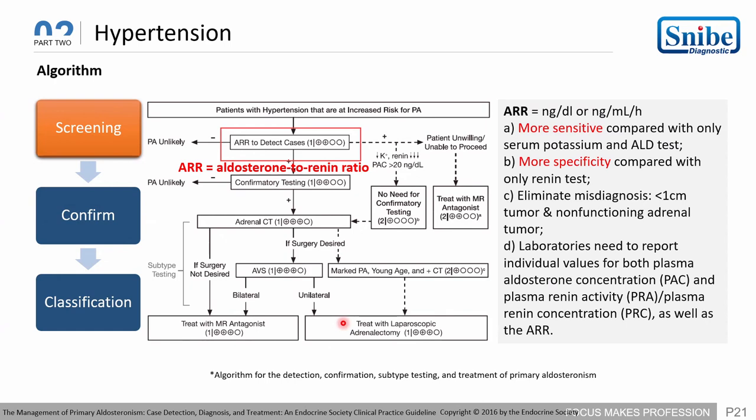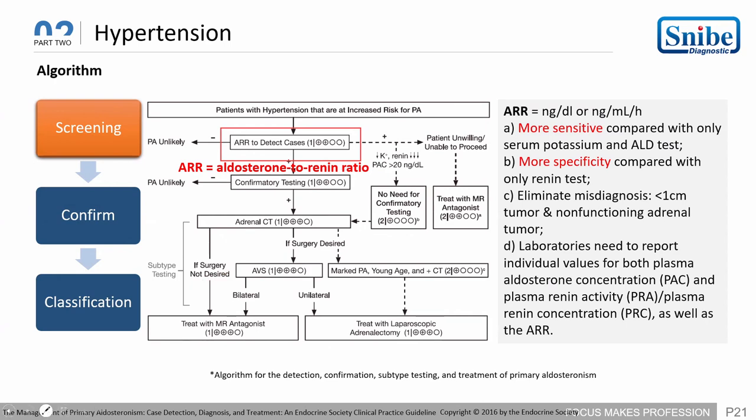So the aldosterone to renin ratio is more sensitive compared with only the serum potassium and aldosterone test, and has more specificity compared with the renin test only. In some cases, that eliminates the misdiagnosis of tumors less than 1 centimeter and non-functioning adrenal tumors. So the laboratory needs to report the individual values for both the plasma aldosterone concentration and the plasma renin activity or plasma renin concentration, as well as the aldosterone renin ratio.